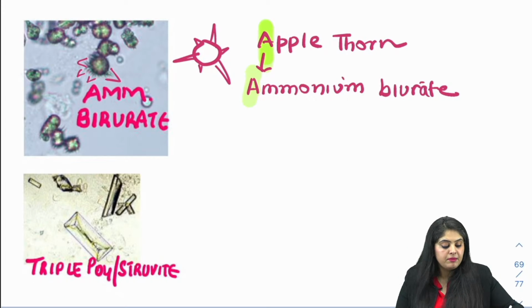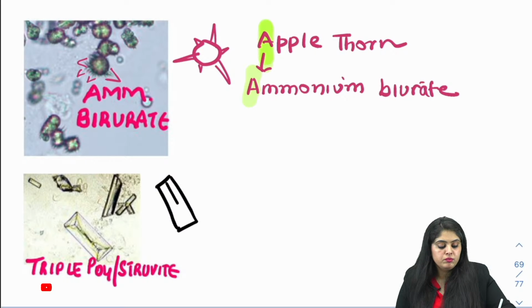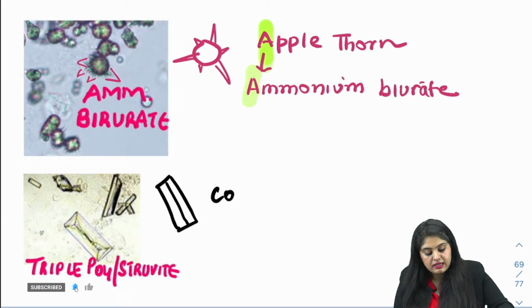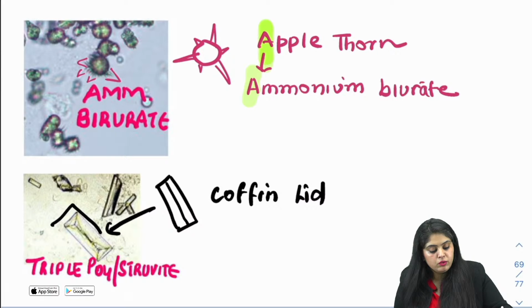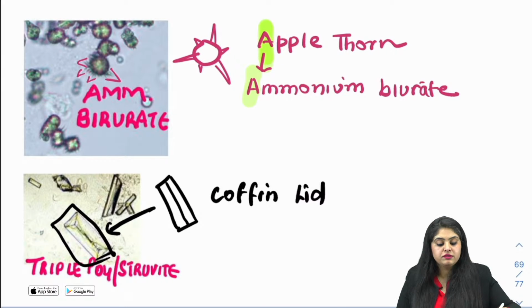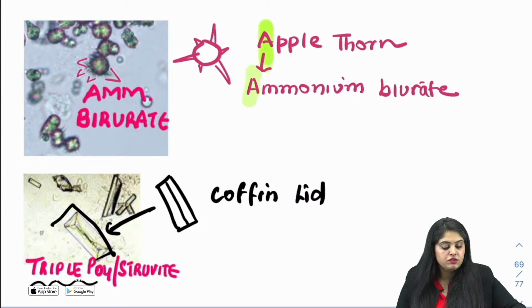Ho gaya. Coming to the second last one, ma'am, the crystal that is going to remind us of a coffin lid. This is reminding us of a coffin lid, right? You can see there's a line going through and it's like a coffin. So that coffin wala crystal is the triple phosphate, or the struvite crystal.